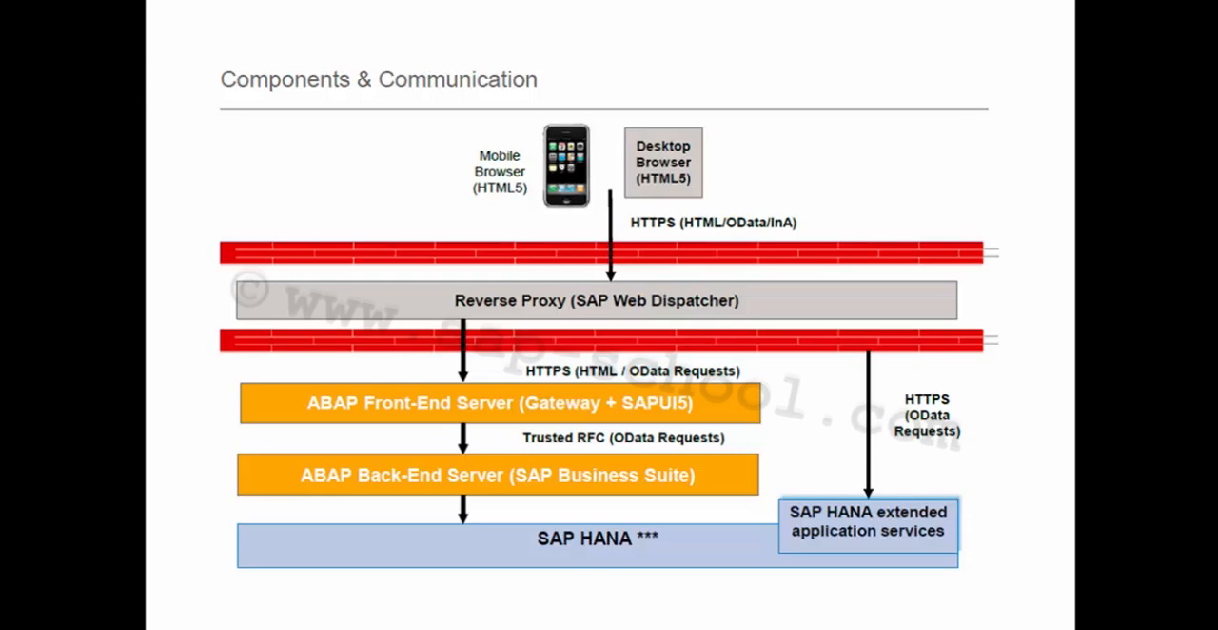After that, the client will communicate directly with the ABAP front-end server by issuing the HTML and OData requests through an established HTTPS connection.